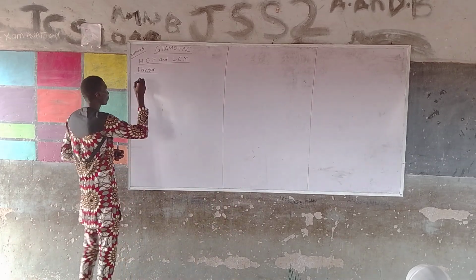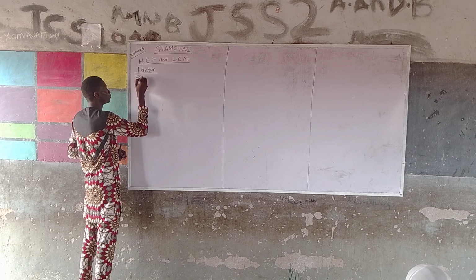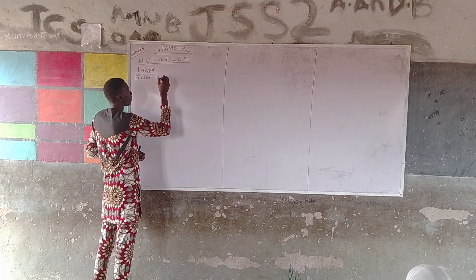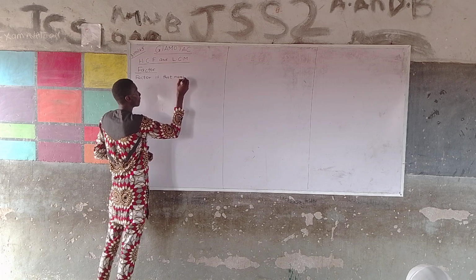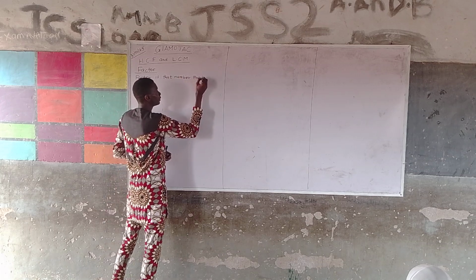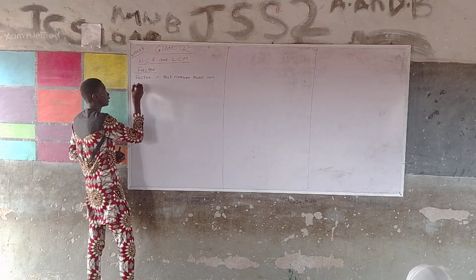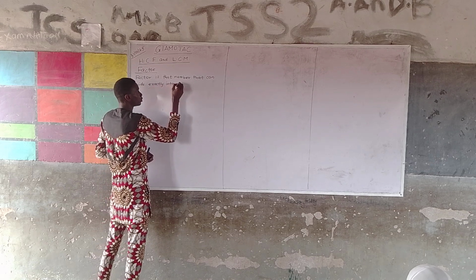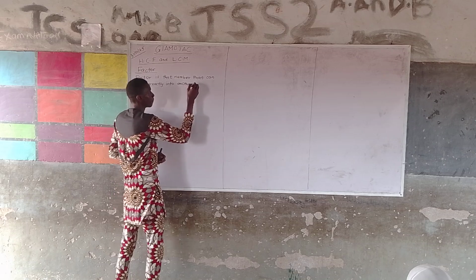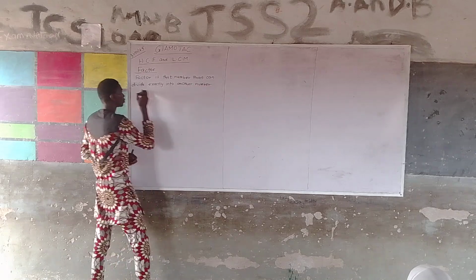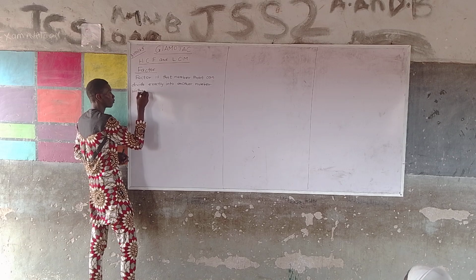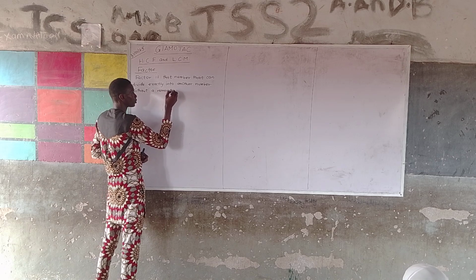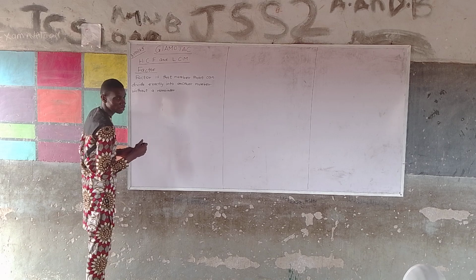Now, today, as I said, a factor is that number that can divide exactly into another number without, take note, without a remainder. And I'll be solving some examples.